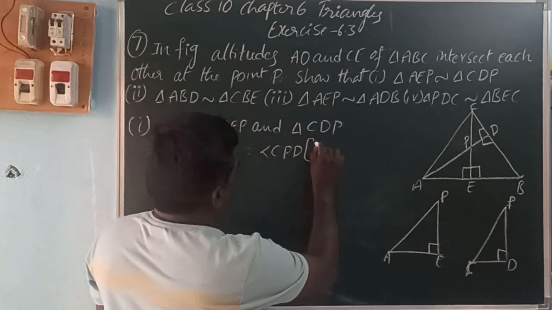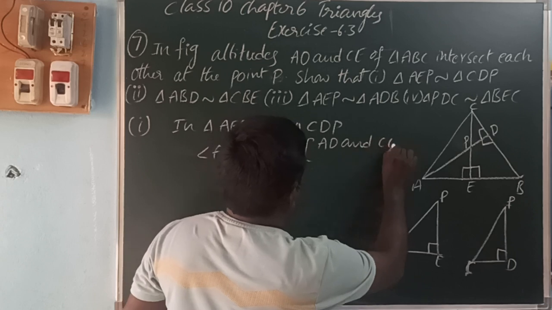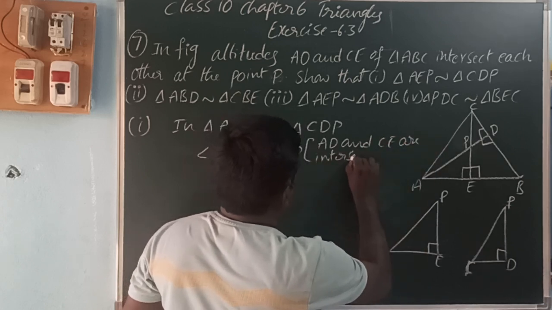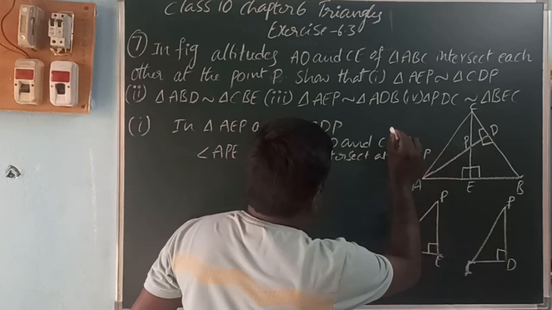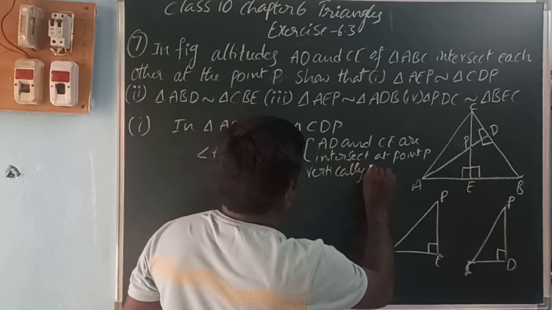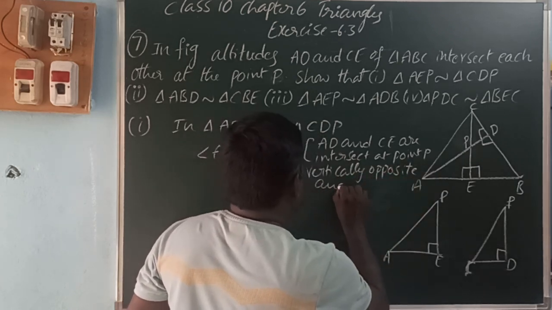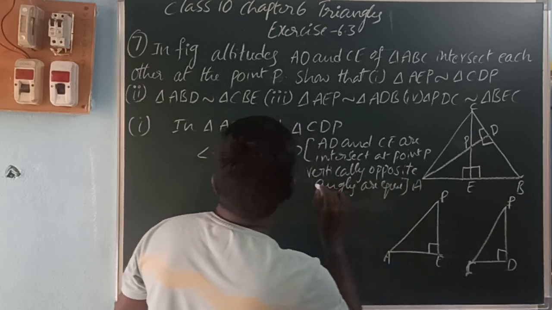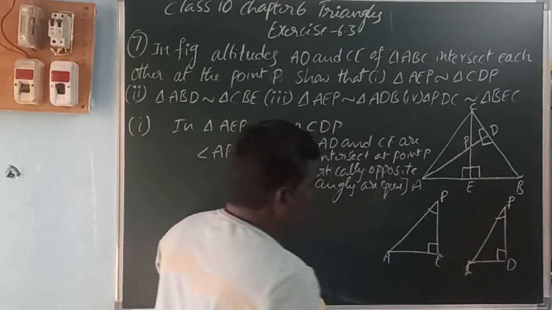Because here AD and CE intersect at point P. So vertically opposite angles are equal. So angle APE is equal to angle CPD.